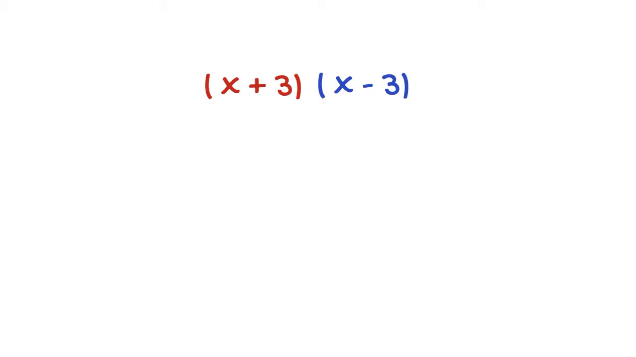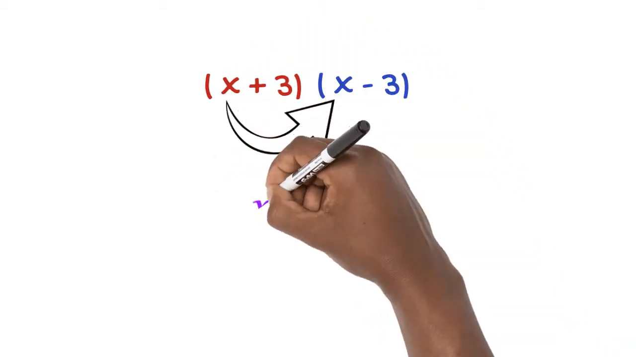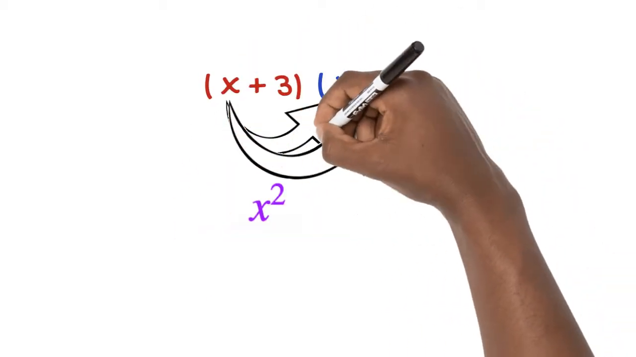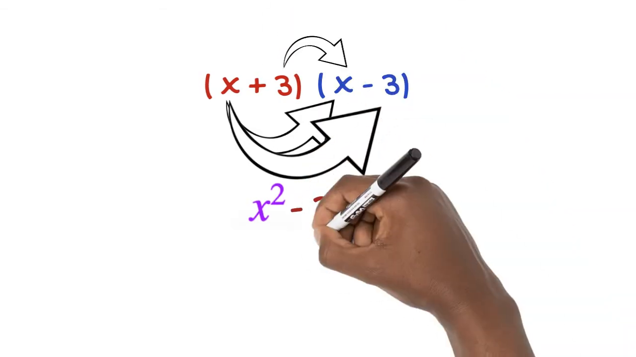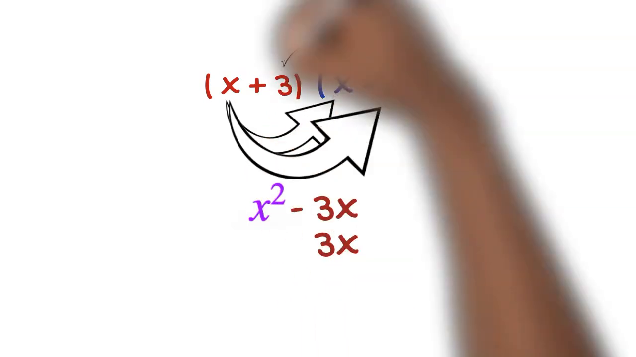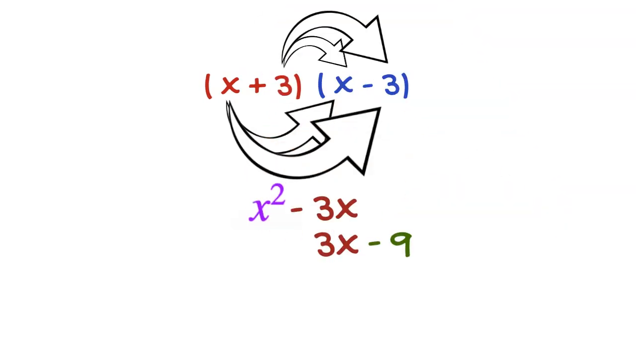If we use the FOIL method to multiply these two quantities together, we end up with x times x is x squared, x times negative 3 is negative 3x, 3 times x is positive 3x, and 3 times negative 3 is negative 9. Then we're going to add those together, and combining like terms, we end up with x squared, and then something weird happens with the x terms. They cancel each other out, and you're left with just negative 9.